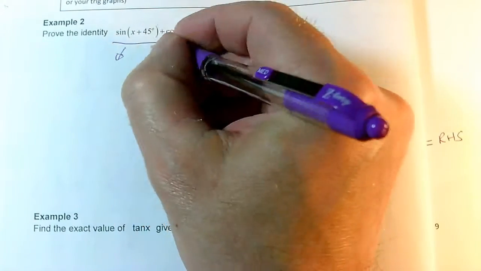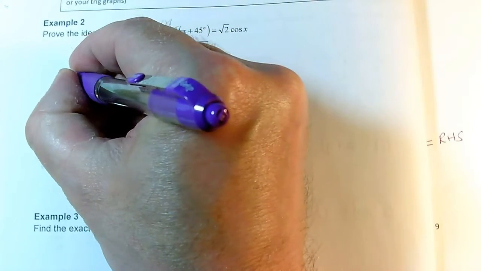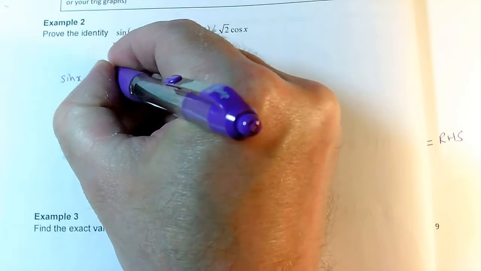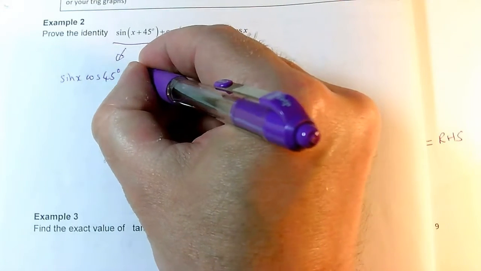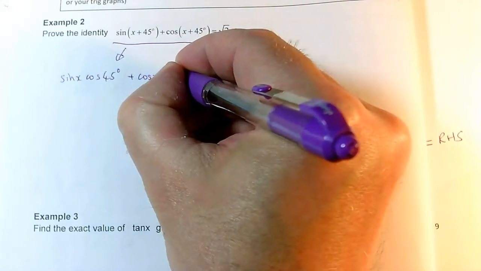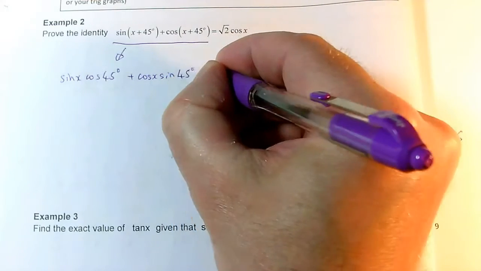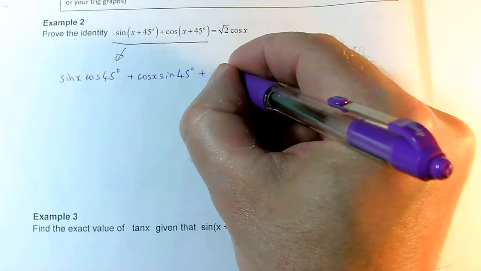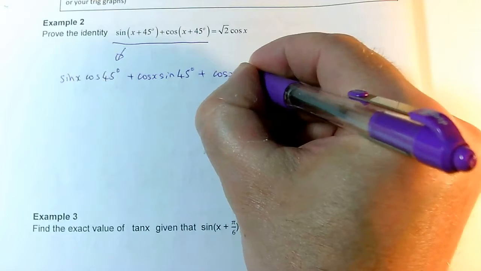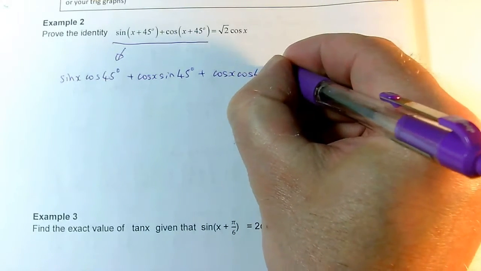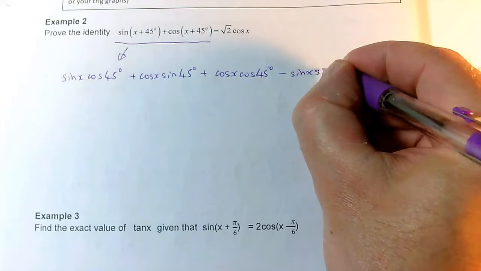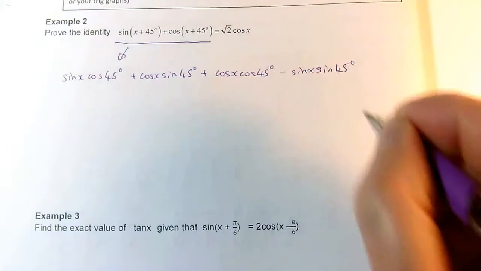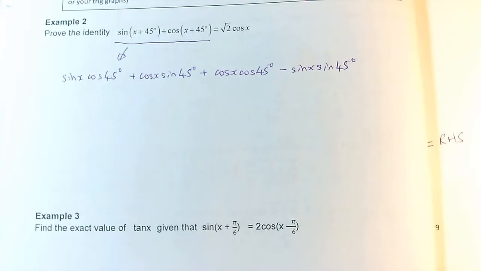So sine of a plus b is sine a cos b, so that's sine x cos 45 degrees plus cos a sine b, so that's going to be plus cos x sine of 45 degrees. And similarly, cos of x plus 45 degrees is cos x cos of 45 degrees minus sine of x sine of 45 degrees. That is just a basic use of your addition formulas.